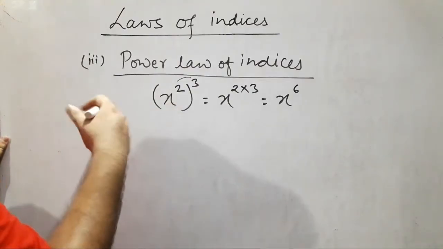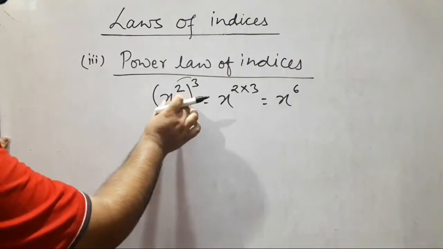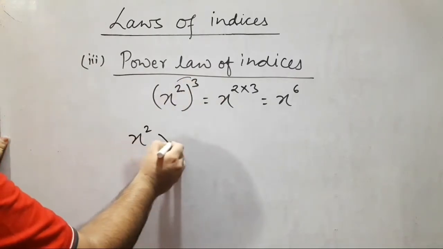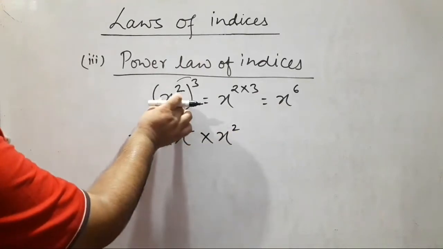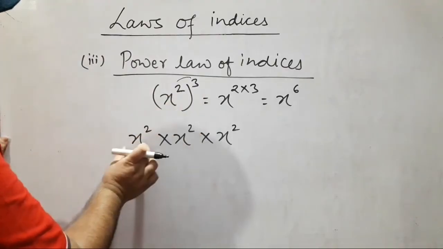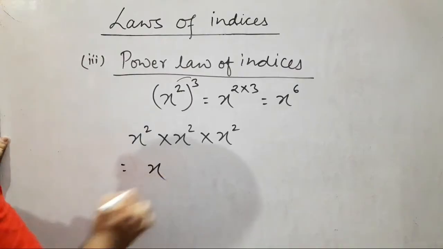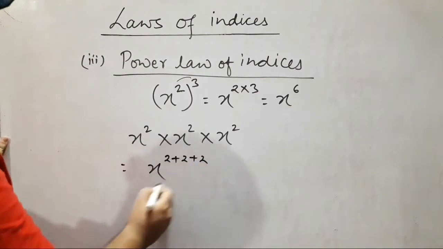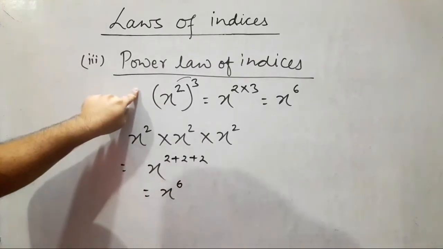When same bases are multiplied, then their powers are added. X power 2, its power is 3. So we can write it as x power 2 into x power 2 into x power 2. Since x power 2 is expressed 3 times, the power of x power 2 is 3. So let's follow here the product law. X power 2 plus 2 plus 2, we got x power 6. So it is based upon the product law of indices.